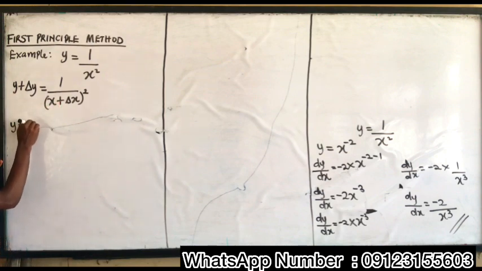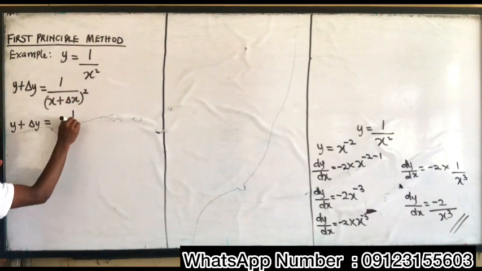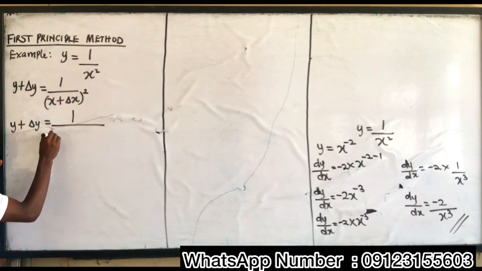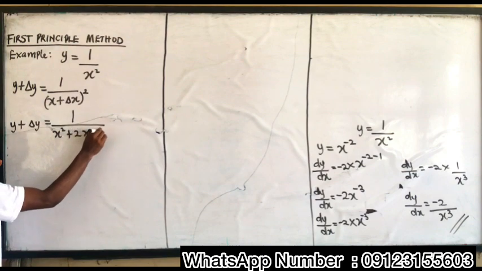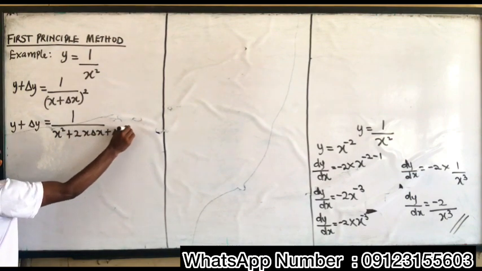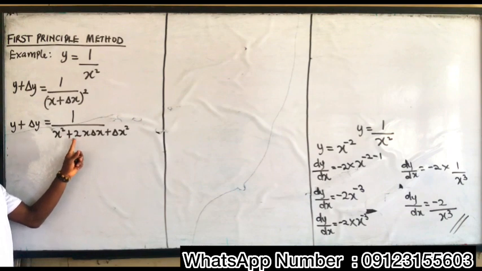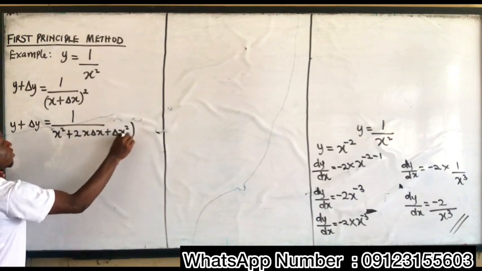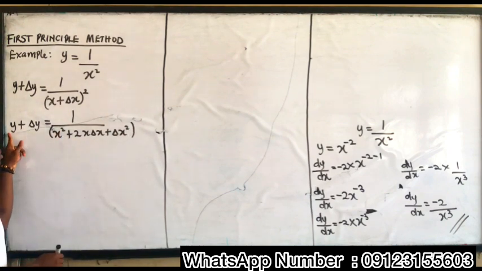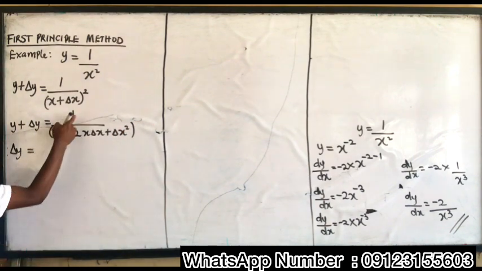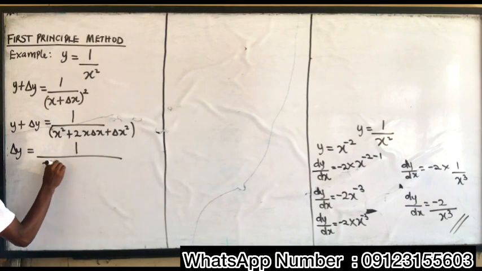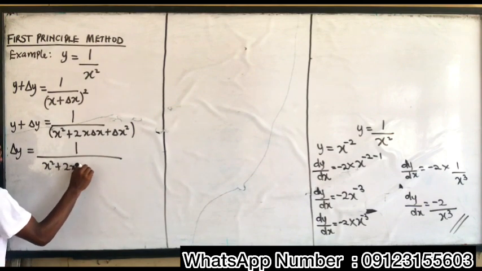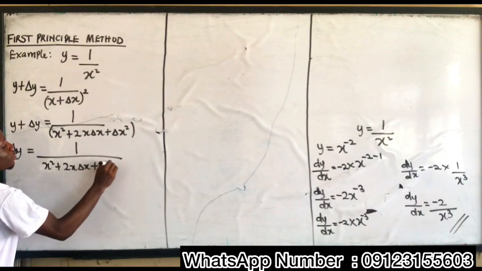Now I have y plus change in y is equal to 1 over, if I expand this, x squared plus 2x change in x plus change in x squared, by using the concept of Pascal's triangle. Now I'll take y to the other side. I'll have change in y is equal to 1 over x squared plus 2x change in x plus change in x squared.